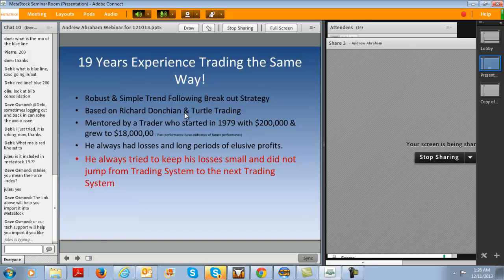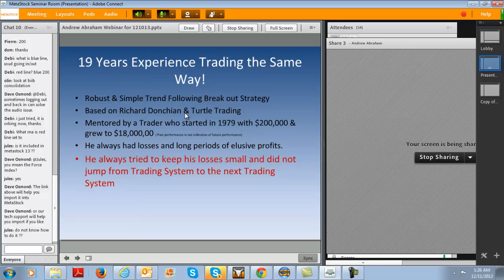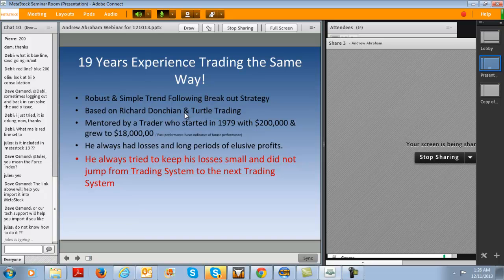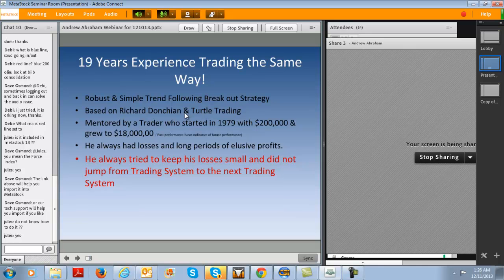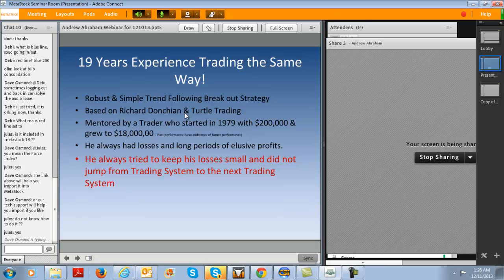I learned from a gentleman who started in 1979. I had many other mentors, but one thing that really stuck with me was this gentleman, who was a dentist. He wasn't a money manager from Goldman Sachs or anything else. He started in 1979 with about $200,000. He was a client at a brokerage that I knew and worked with. He always had losses. He always had long durations of drawdowns, and it wasn't easy. But he was able to compound it to a huge sum of about $18 million.